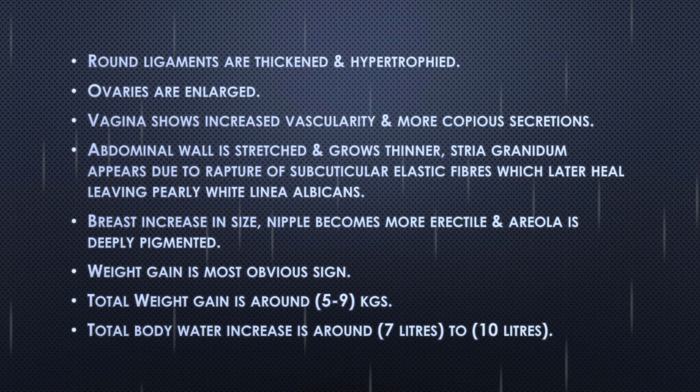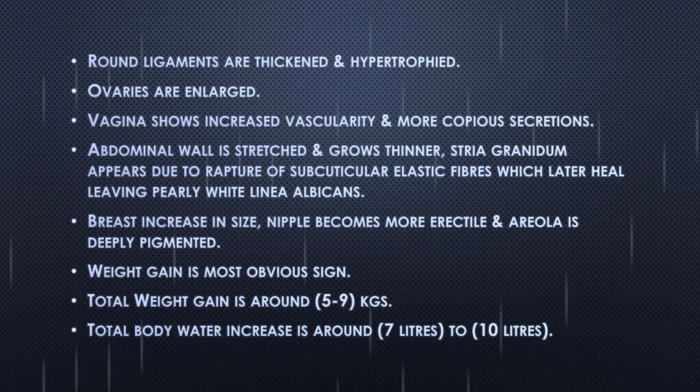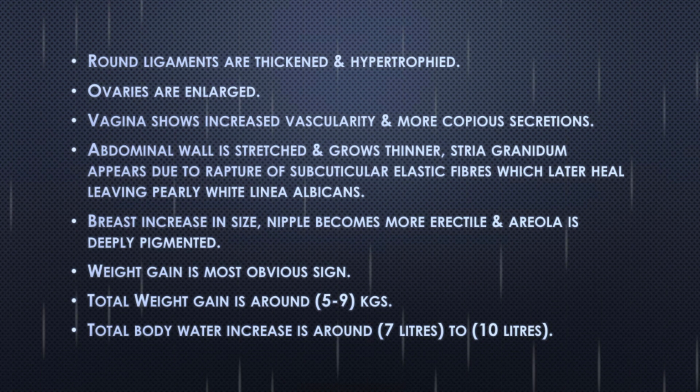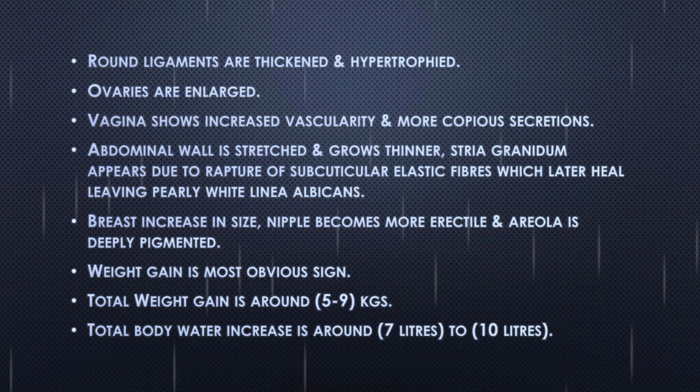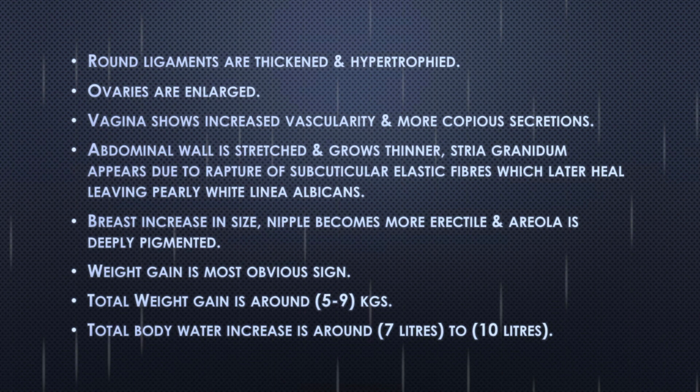Weight gain is the most obvious sign in pregnancy. The total weight gain is around 5 to 9 kgs and sometimes even above 10 kgs, up to 15 kgs. The total body water increase is around 7 to 10 liters. These were some points under the anatomical changes which we looked at just now. I insist, please maintain a notebook and go through it twice a day.